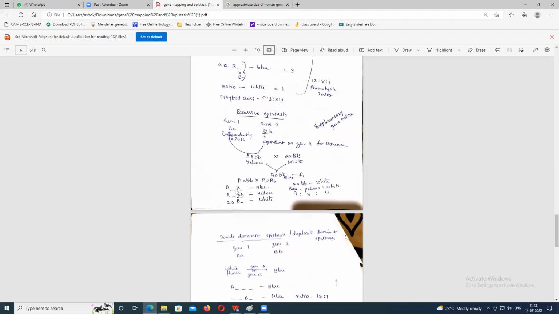So when both the genes are present, blue. Here, only capital A is present, so yellow. Here, only capital B is present.